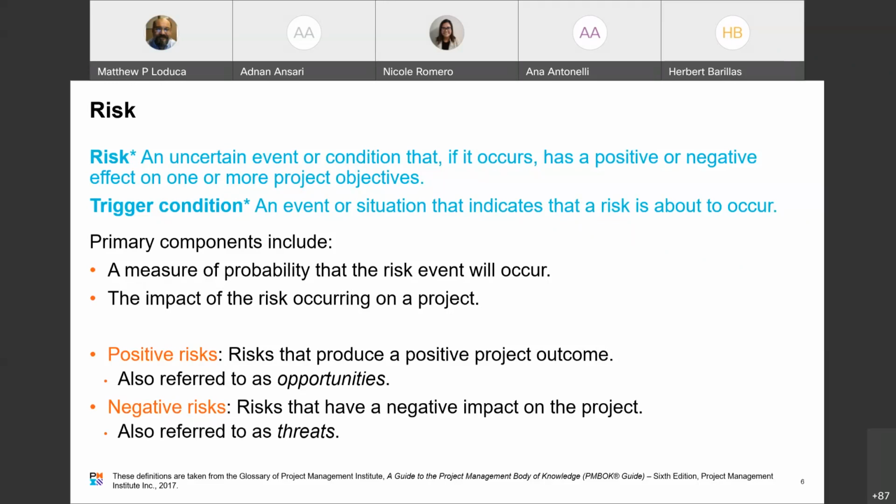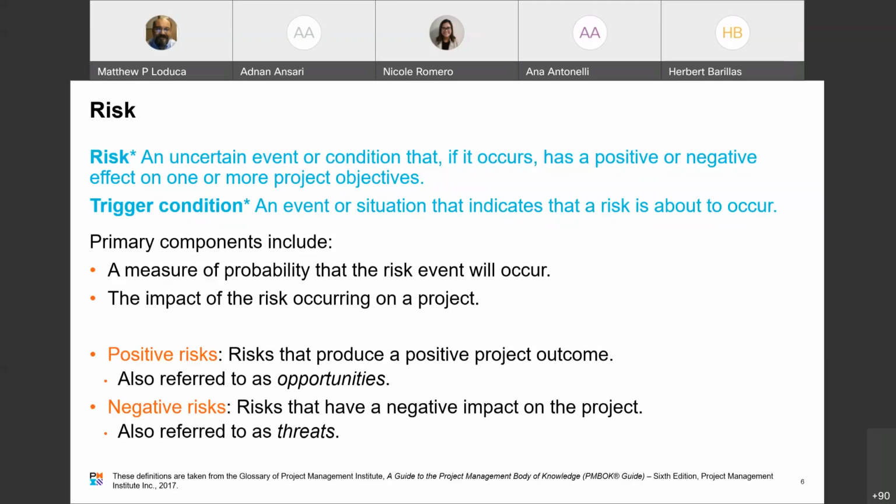And now here they're talking about positive risk, the risks that produce a positive project outcome, also referred to as opportunities. Risks that have a negative impact on a project are referred to as threats. So again, positive, we think of them as opportunities. I think of negative as kind of risk, but threats is fine.